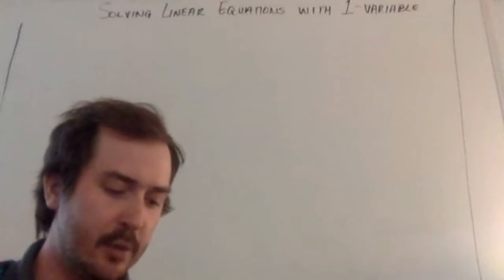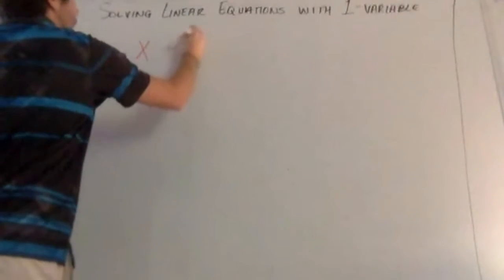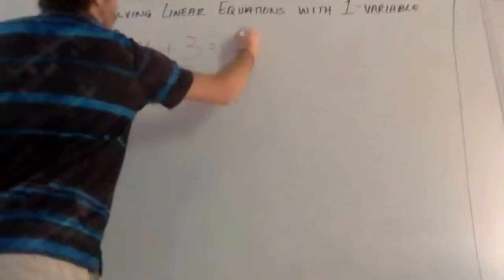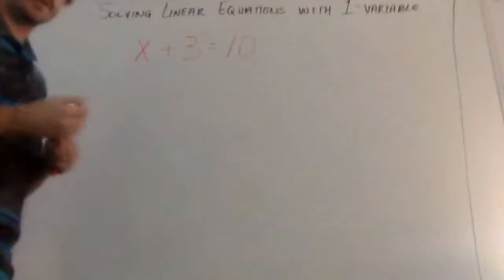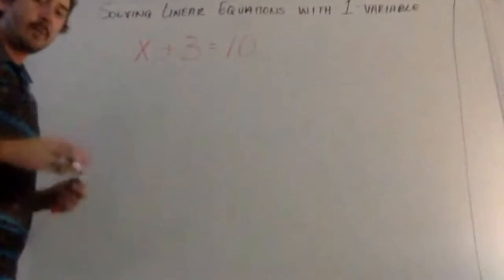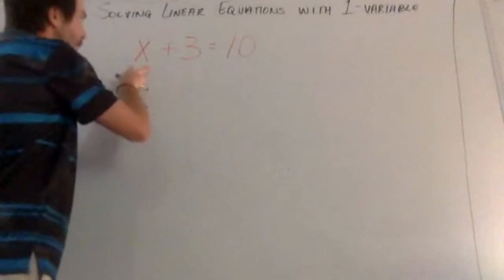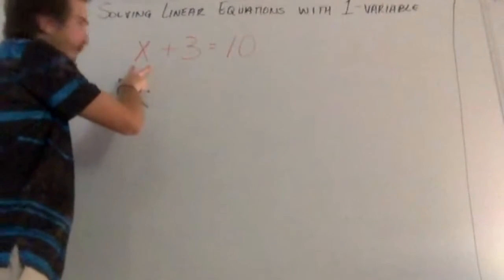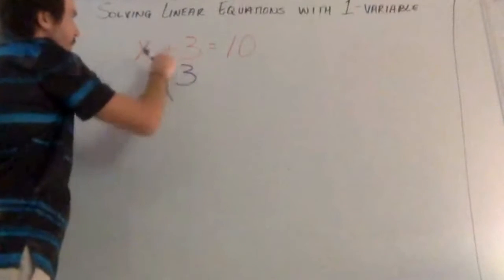First off, we're going to add and subtract in order to solve. So for example, I have the equation x plus 3 equals 10. Well, in order to solve this, simply enough, we are going to use our opposite operations. So since we're adding, we need to figure out what x is. In order to get x all by itself, we need to take away the number.